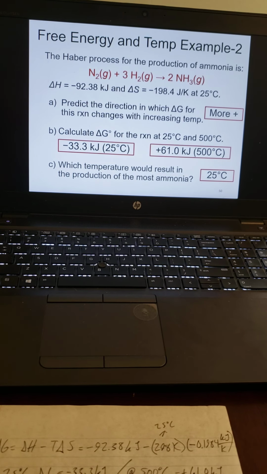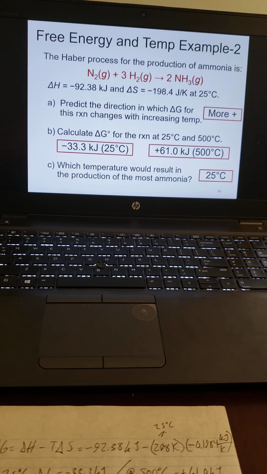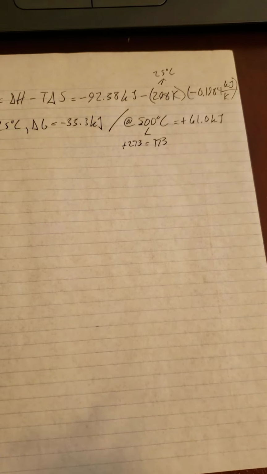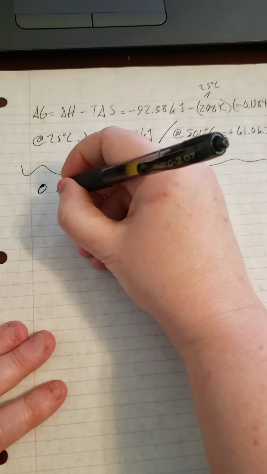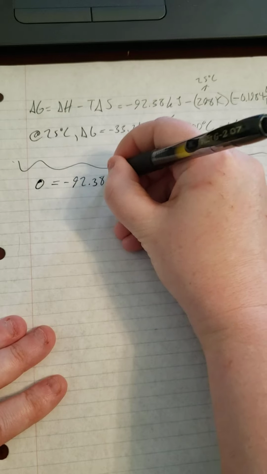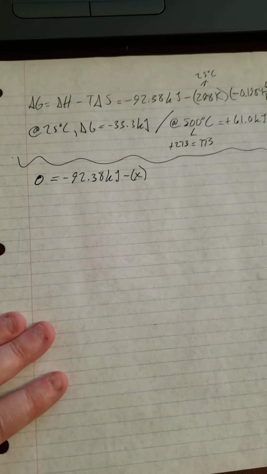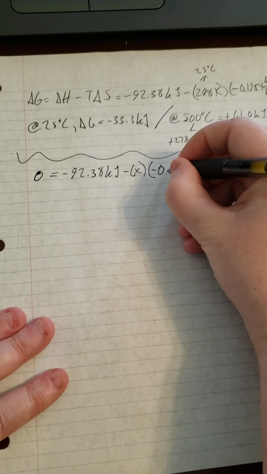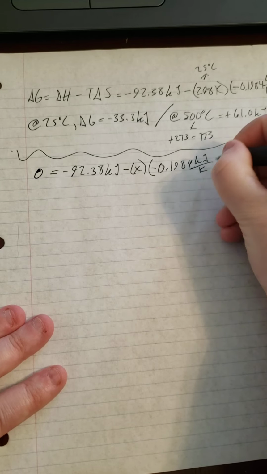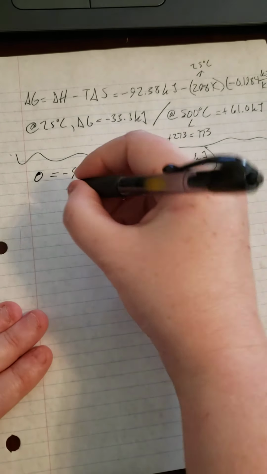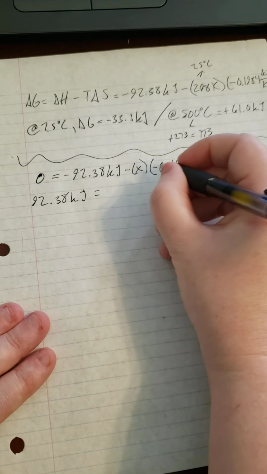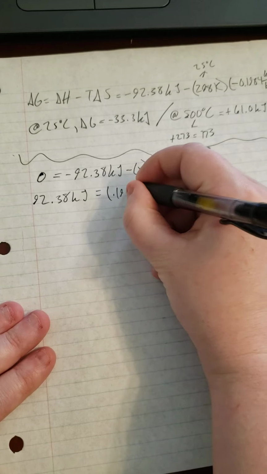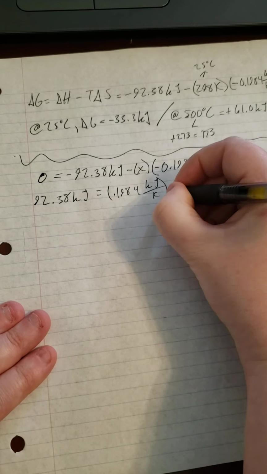Now, and this isn't on the slide, but let's try to figure out the temperature at which it swaps. Okay, so what temperature, because it's got to be in between 25 degrees Celsius and 500 that it swaps. So let's find that temperature, okay? So again, whenever you want to figure out the temperature at which it swaps, you're going to put a 0 for delta G, right? Is equal to, same delta H, negative 92.38 kilojoules. We're going to put an X here for the temperature. And then we're going to put in our delta S, negative 0.1984 kilojoules per Kelvin. Okay. All right. So then we're going to get 92, because it's going to be plus 92.38 on both sides. So 92.38 kilojoules is equal to a negative times a negative is a positive. So 0.1984 kilojoule per Kelvin, right?